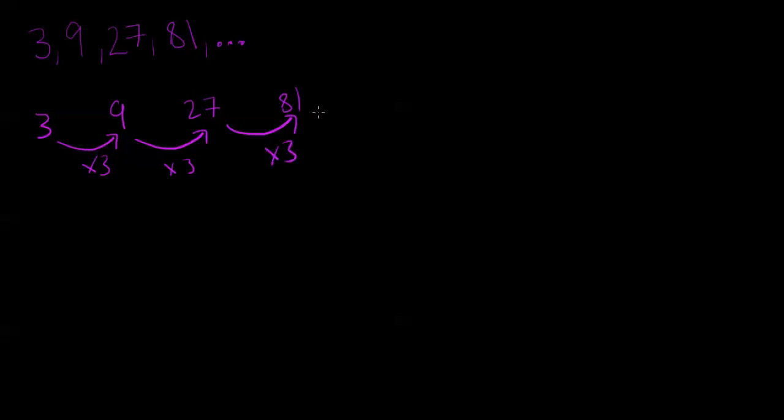So in order to find the next two terms, we have to multiply the last term of the sequence by 3. So 81 times 3 equals 243. And then 243 times 3 equals 729. So we used inductive reasoning in order to figure out the next two terms. So let's look at another example of this.